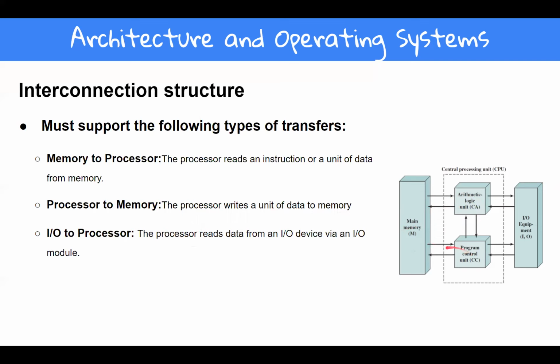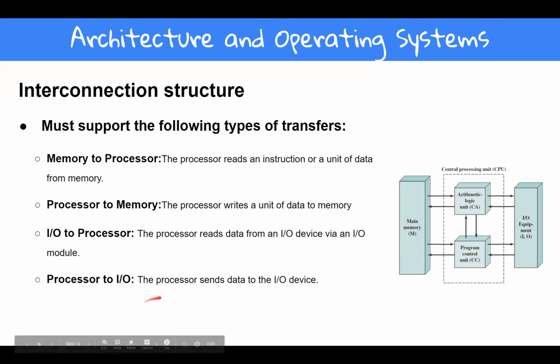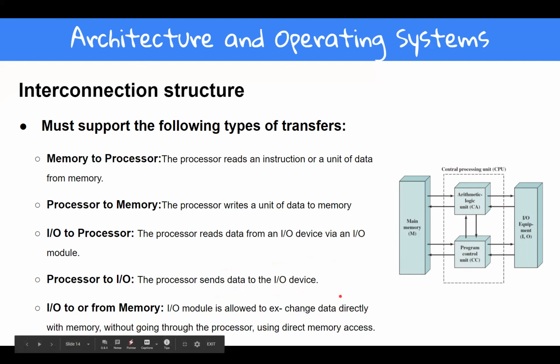Input output to the processor: the processor reads data from an input output device via an input output module. Again, we get the data from the input output device and we want to actually present the data, send it to the output device, like a printer or a screen. Processor to input output device: it works in both ways. As I said, the processor sends the data to the input output device.